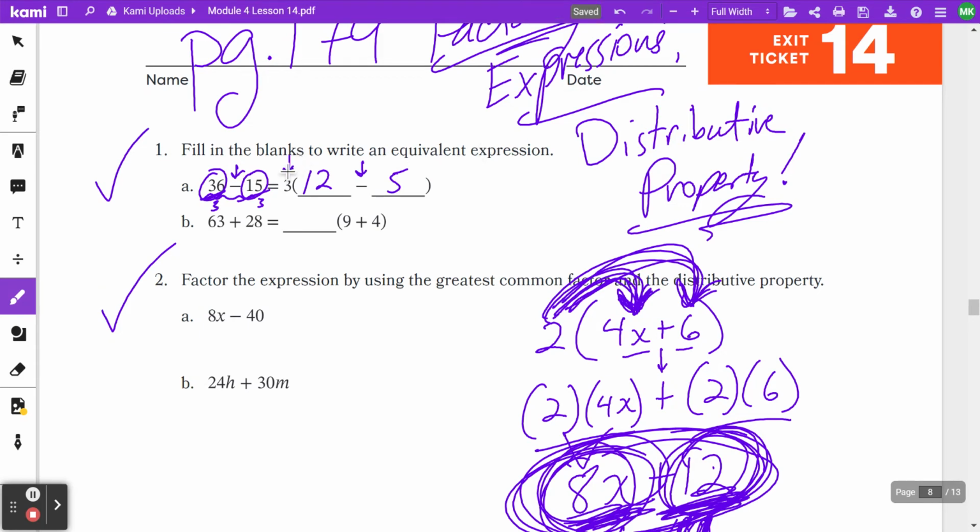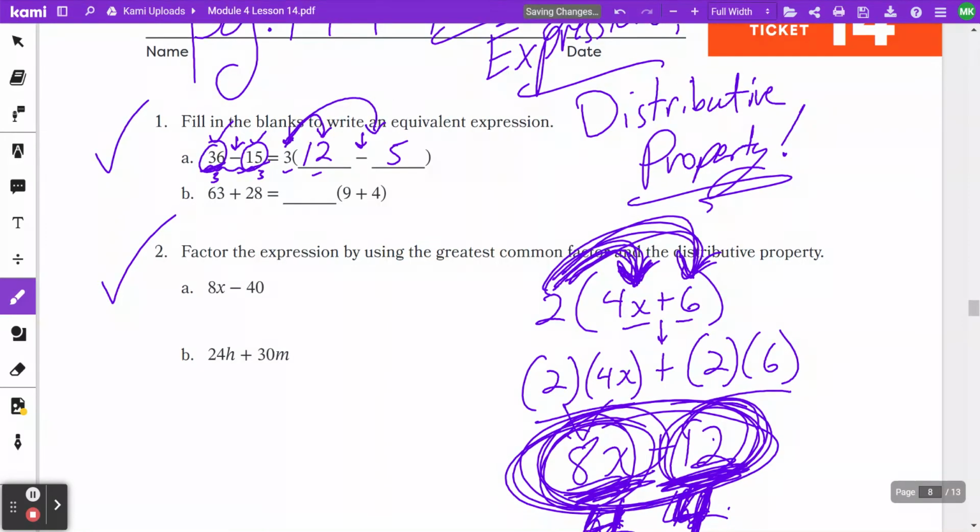If I were to check things out, I'd just redistribute that 3. It's 3 times 12, there's my 36, and then the 3 times the 5, there's my 15. Not so bad.